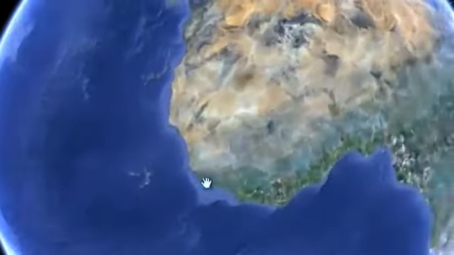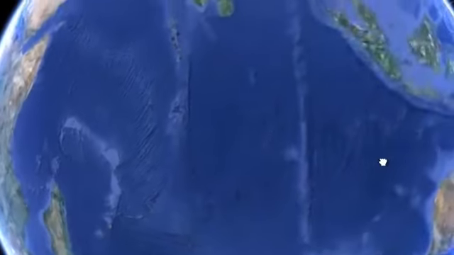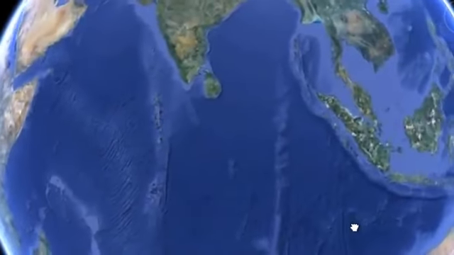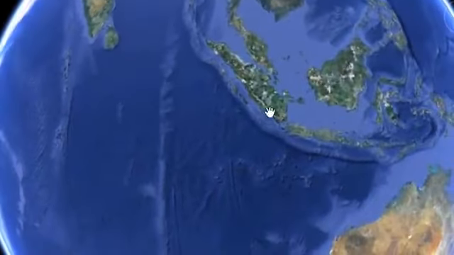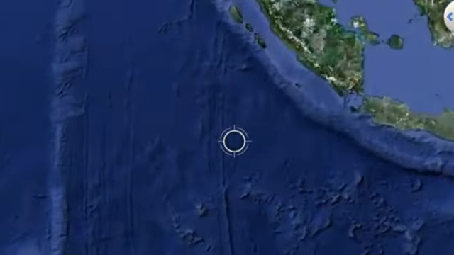Now let's review the Indian Ocean. What kind of margins dominate this ocean? As you can see, there is only one subduction zone over here by Indonesia. Let's look more closely at this trench with a Google Ocean flyby.